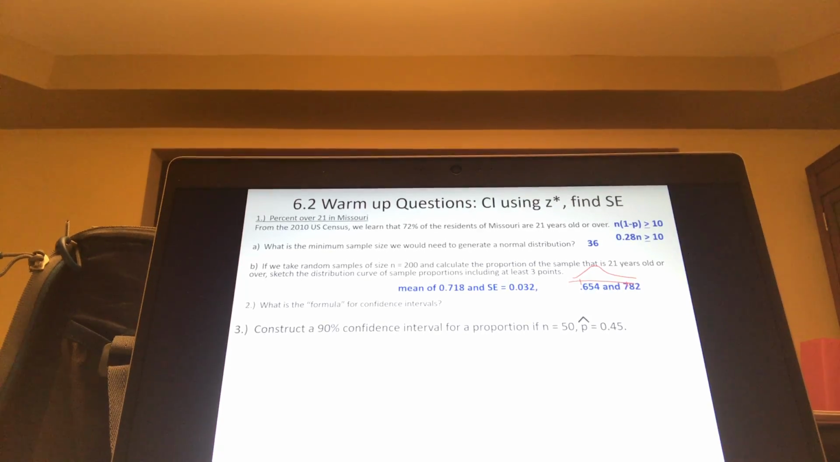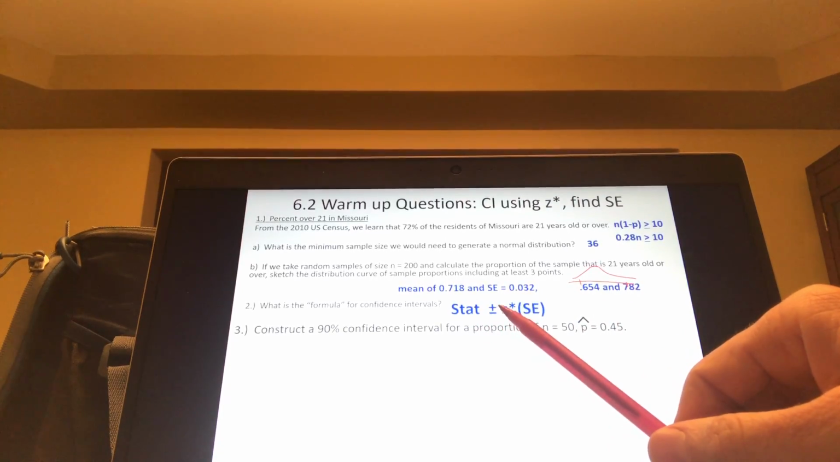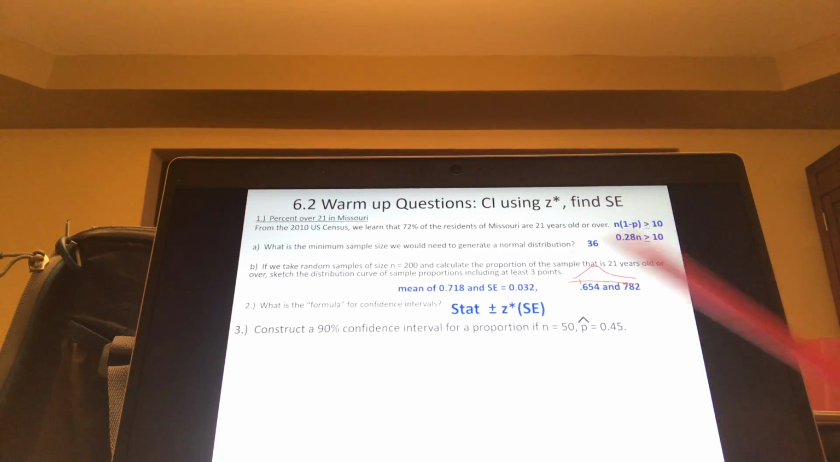So this formula we're talking about with confidence intervals, hopefully you started to use, where you have your sample statistic plus or minus the z-star value times the standard error, that standard error that I calculated, which is another new formula.